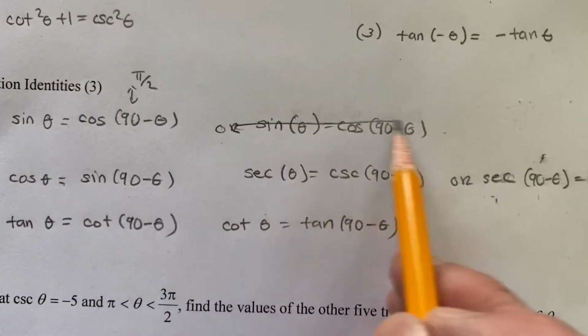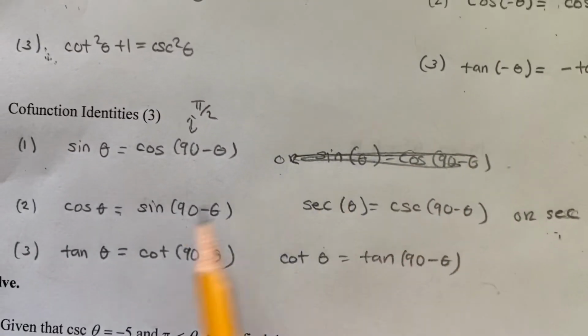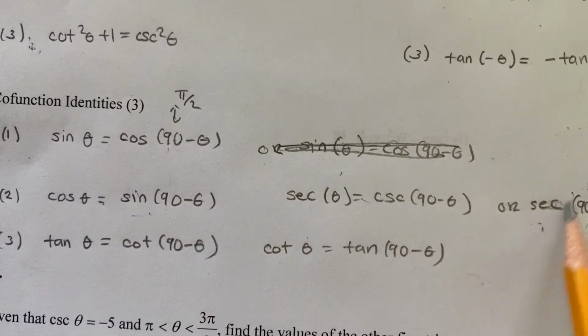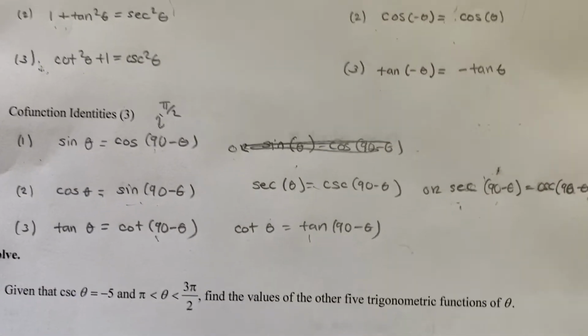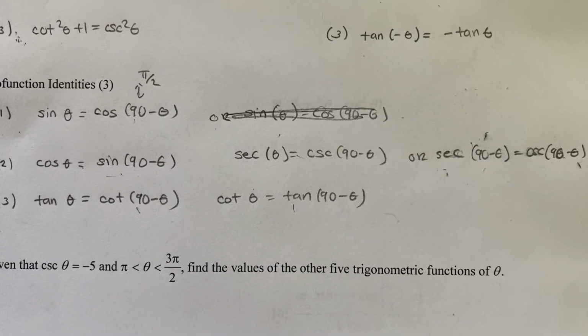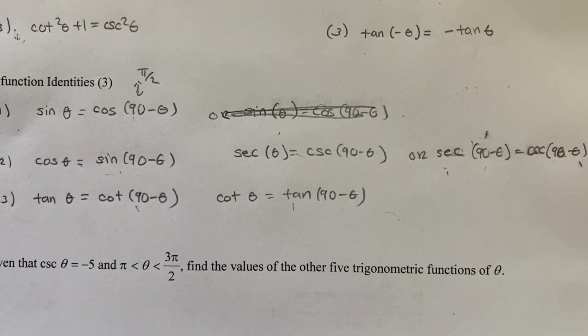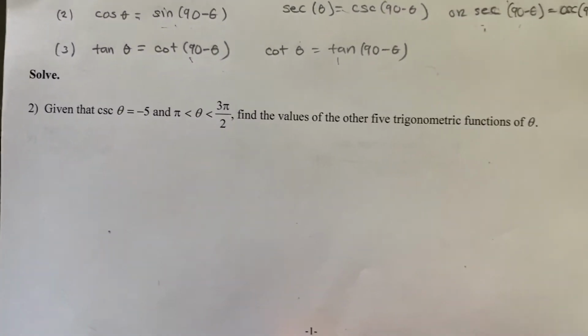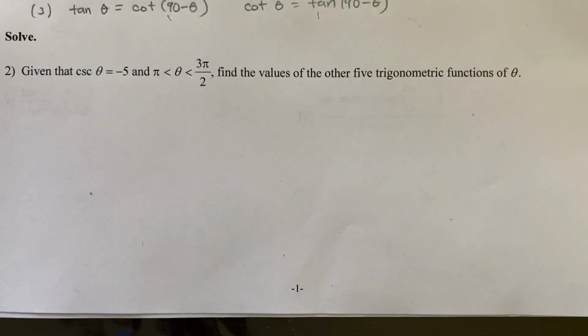Okay, so this one I already listed out twice, so I don't have to say this again. So 1, 2, 3, 4, 5, 6. There's technically 6 cofunction identities, and you can do this all just by observation. Okay, so I'm just going to do one problem here on this first page, and then we'll go over to the back of the notes.